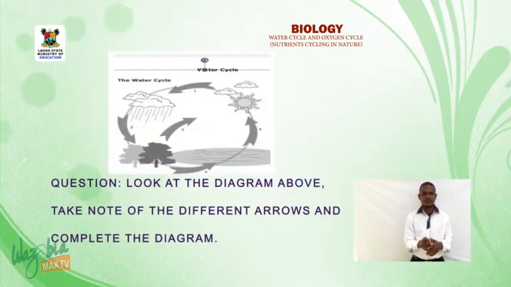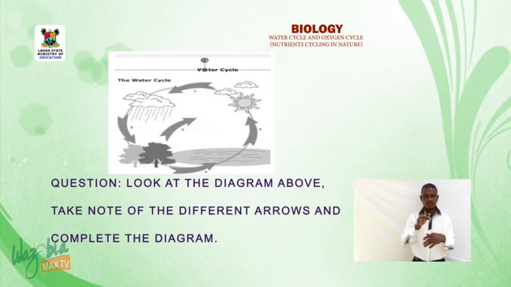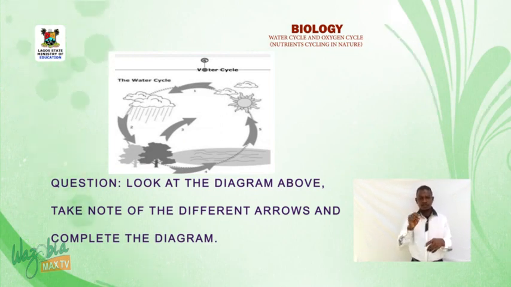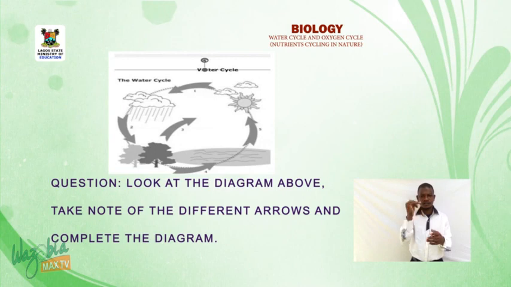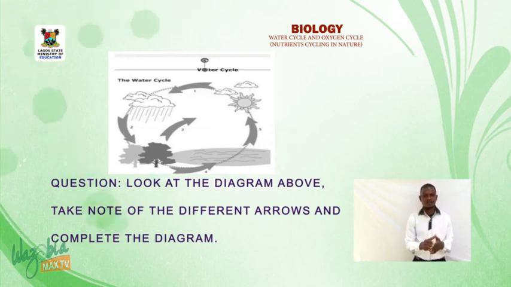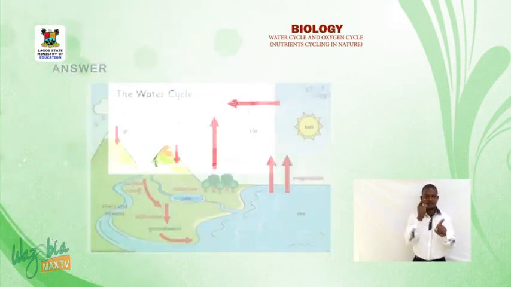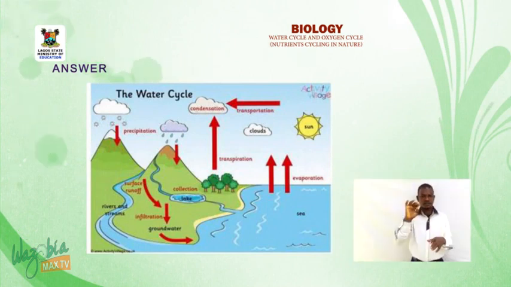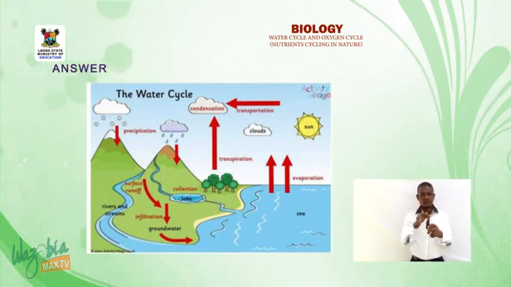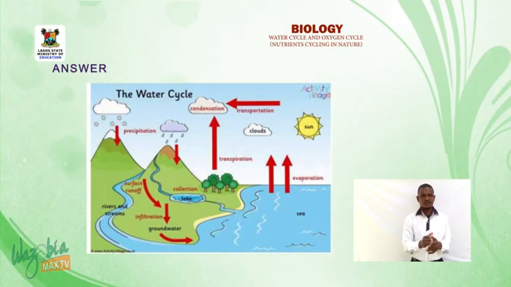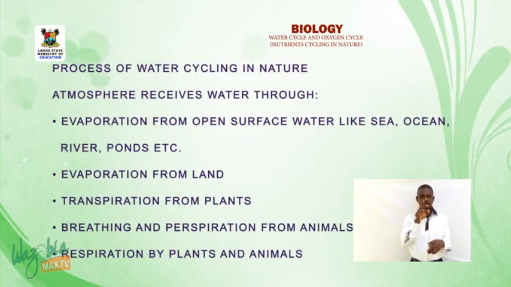Question. Look at the diagram. Take note of the different arrows and complete the diagram. Now answer. Look at the second diagram and take note of your correction. Process of water cycling in nature.